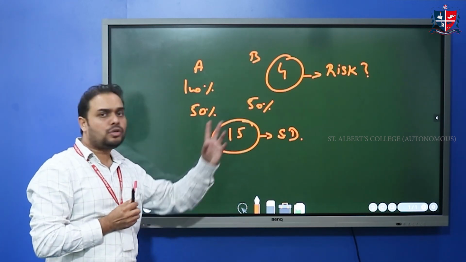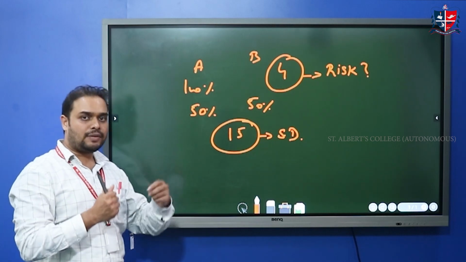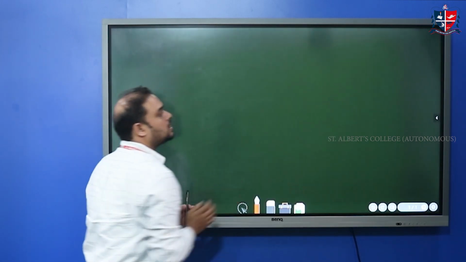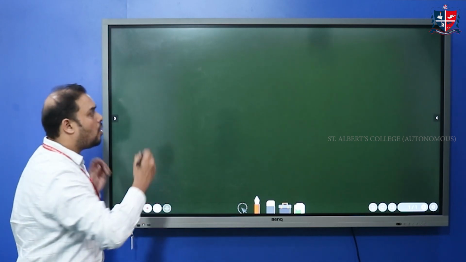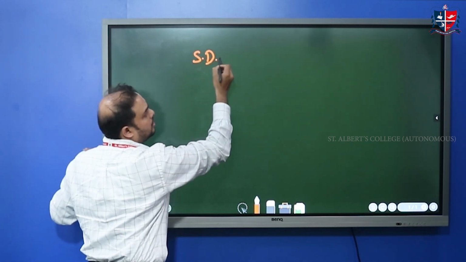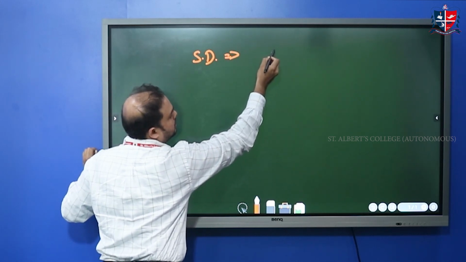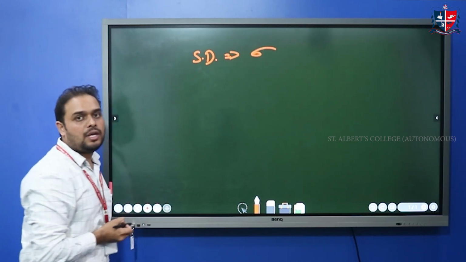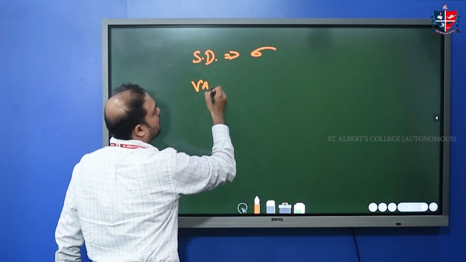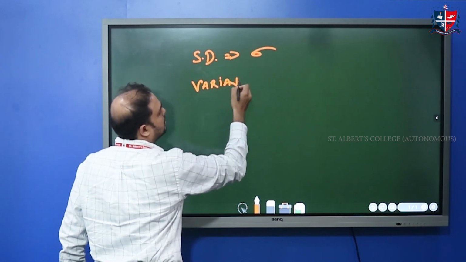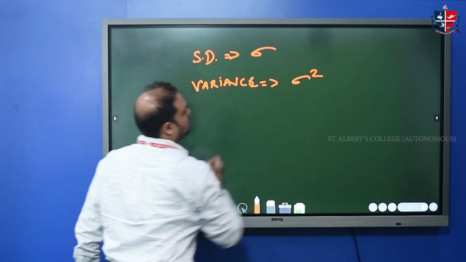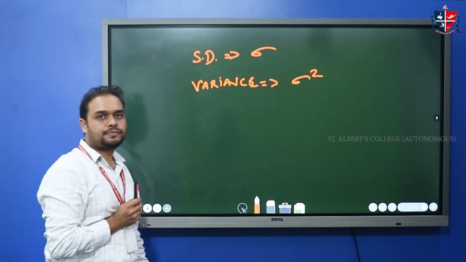In order to do that, there are several things you can do. First, we need to understand how we can define risk in this case. Risk is always defined in terms of standard deviation, or you can identify risk as variance. Variance in this case is just the square of your standard deviation.